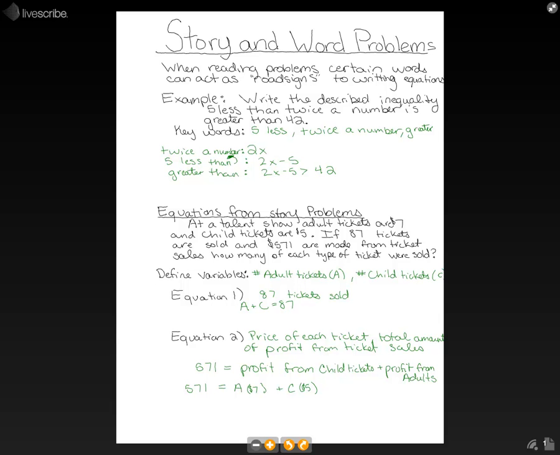So now we have two variables, A and C, and we have two equations. So we have a solvable system. So that is a way that you can make equations from different word and story problems.